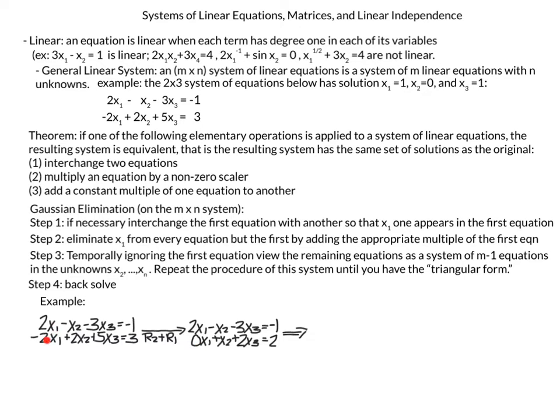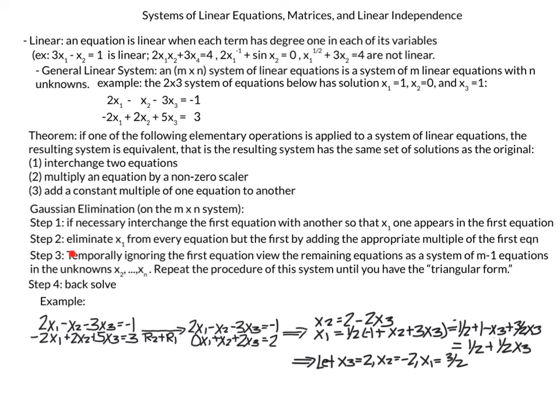We want to eliminate this x1, and we can do that by just adding row 1 to row 2. So again, my notation, R2 gets replaced with R2 plus R1. And we did that before. We have 0x1 plus x2 plus 2x3 equals 2. So we've eliminated x1 from the second equation. Step 3, temporarily ignoring the first equation, we're going to view the remaining equations, there's only one, as a system of m minus 1 equations in the unknowns x2 up to xn, and repeat this procedure until you have the triangular form. In this case, there's no other equation to work with, so we're done here.